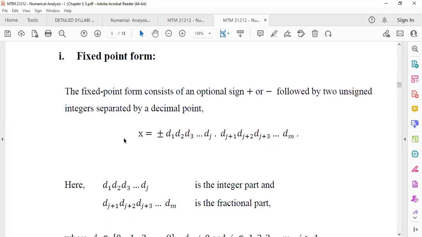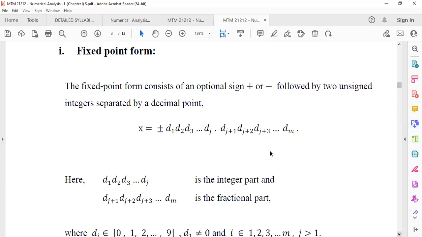For example, x is a value equal to maybe plus d1, d2, d3 up to dj, then a dot. See this carefully, there is a dot there. It is a decimal point. Then d(j+1), d(j+2) up to dm. In this, d1, d2 up to dj we call the integer part, and after the decimal point we call the fractional part. This you already know. So this is the representation of the fixed point form.